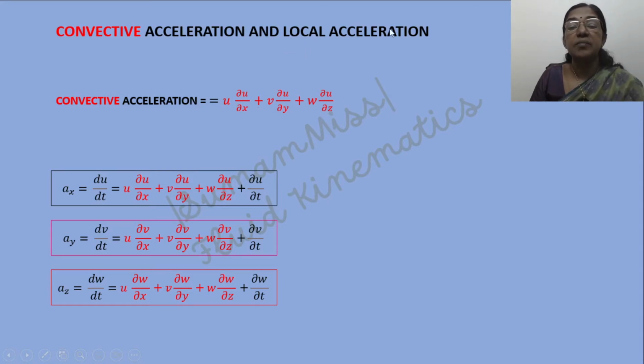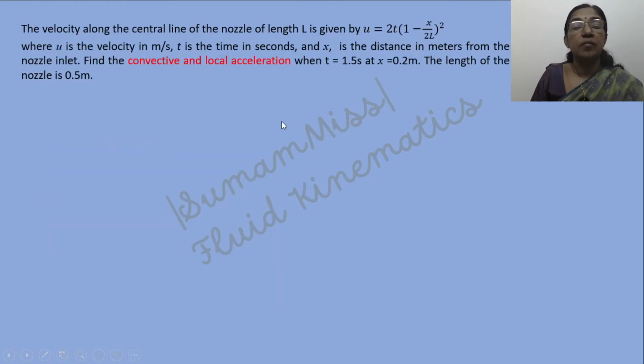So local acceleration means acceleration due to change of velocity with respect to time. We can detail it by solving a problem. The velocity along the central line of a nozzle of length L is given as u equal to 2t into (1 minus x by 12) the whole square, where u is the velocity in meter per second, t is the time in seconds, and x is the distance in meters from the nozzle inlet.